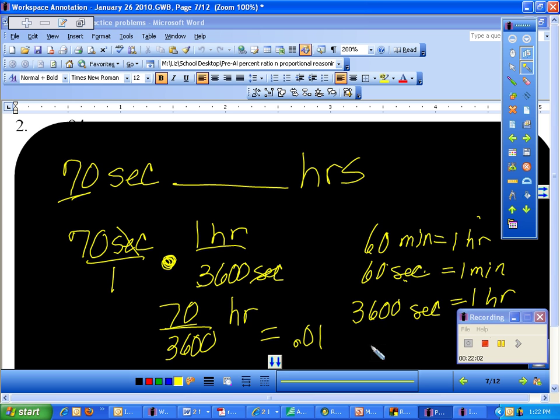Some people, though, it really helps them. Some of us just aren't good at making a jump from here to here. It's easier for us to kind of work out every single step. So that's your choice. If you can do this part in your head, then you can just use that 1 unit multiplier.